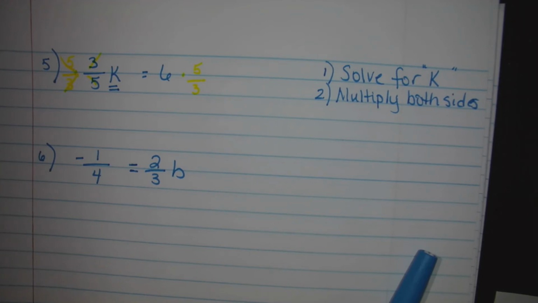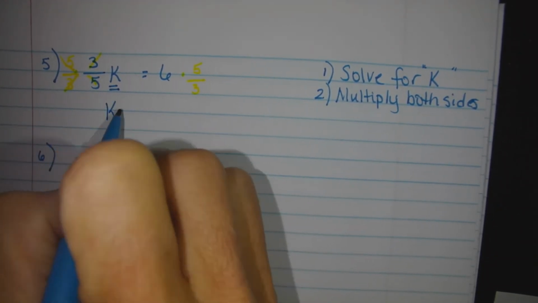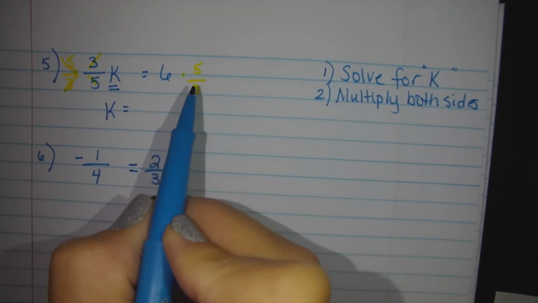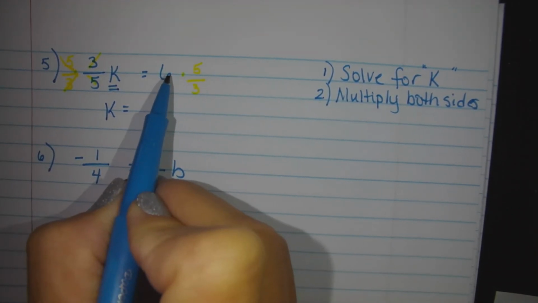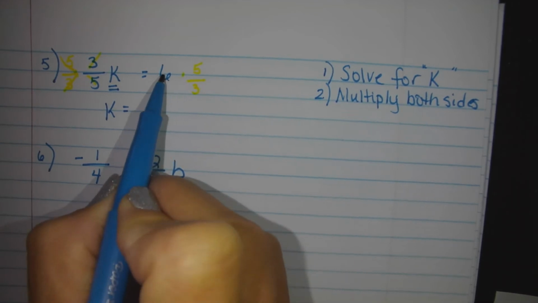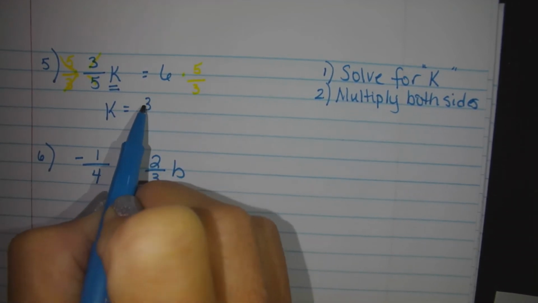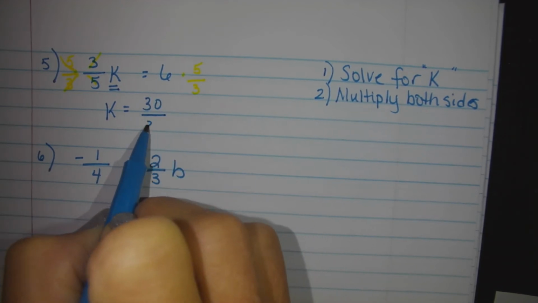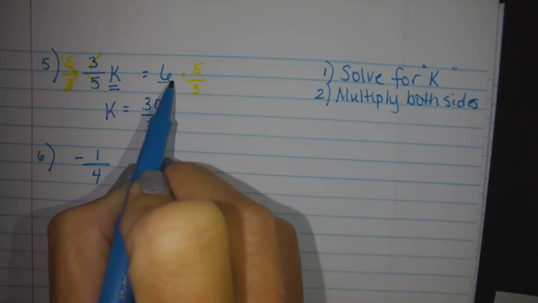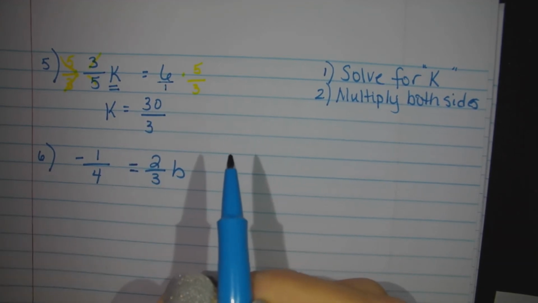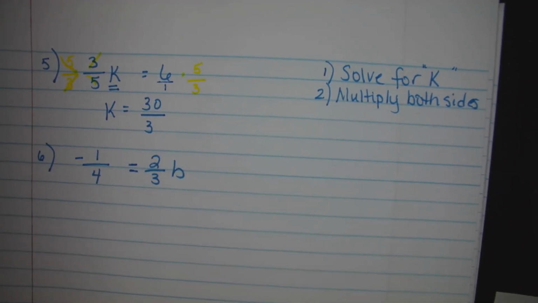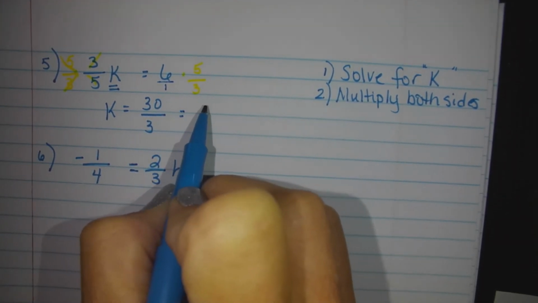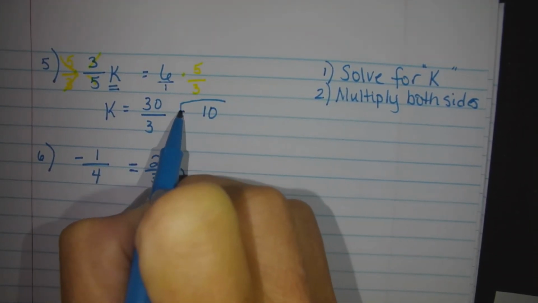All right, so you have K is equal to, a couple ways you can do it. You can simplify now or you can wait. I'm going to multiply now. What's 6 times 5? 30 over 3, right? Remember, there's an understood 1 to be here. If you want to do that, that's fine. I'm not done. What's the answer? 10, right? 30 divided by 3 is 10, so here is your answer.